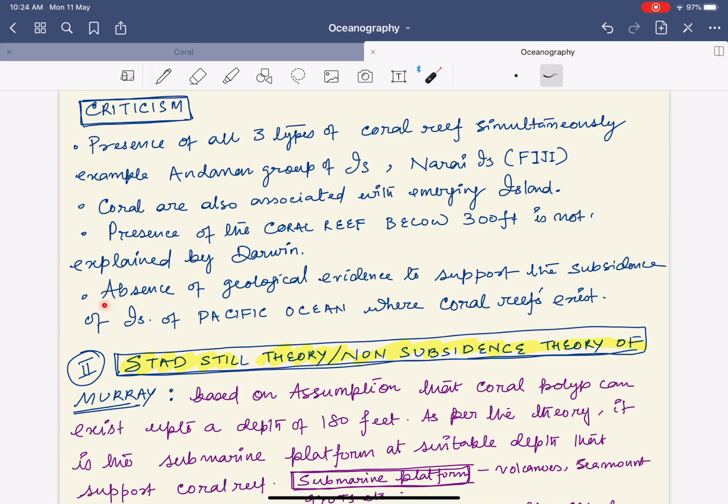Next, absence of geological evidence to support the subsidence of the islands of the Pacific Ocean where the coral reefs exist. This is one of the major challenges. See, what he did was that he studied the entire Pacific islands. Over that he framed his theory. But with his theory, he never got the geological evidence that is necessary for establishing a fact.